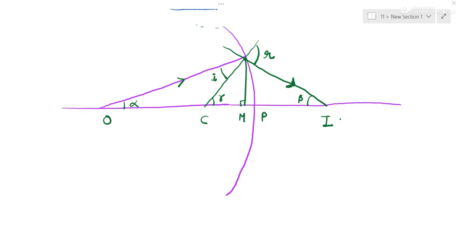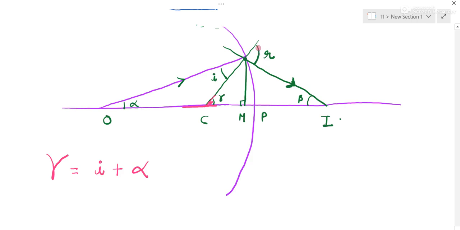Yes, now we will write down the relation. So you can see gamma is the exterior angle of this triangle. So gamma is I plus alpha. Actually, the diagram should be drawn by you and then you check if you are getting the angle relations as what I have received. Okay, if it is not coming, then you have to do a lot of practice on ray diagrams.